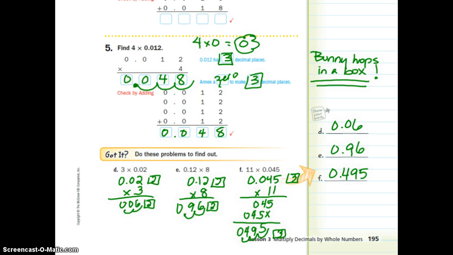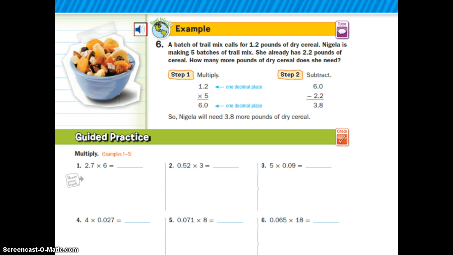Did you get what I got? D is 0.06, E is 0.96, and F is 0.495. And again, I go with the method of putting my bunny hops in a box. So at the end, I make sure that I do my bunny hops and they're not part of my answer. Turn the page.